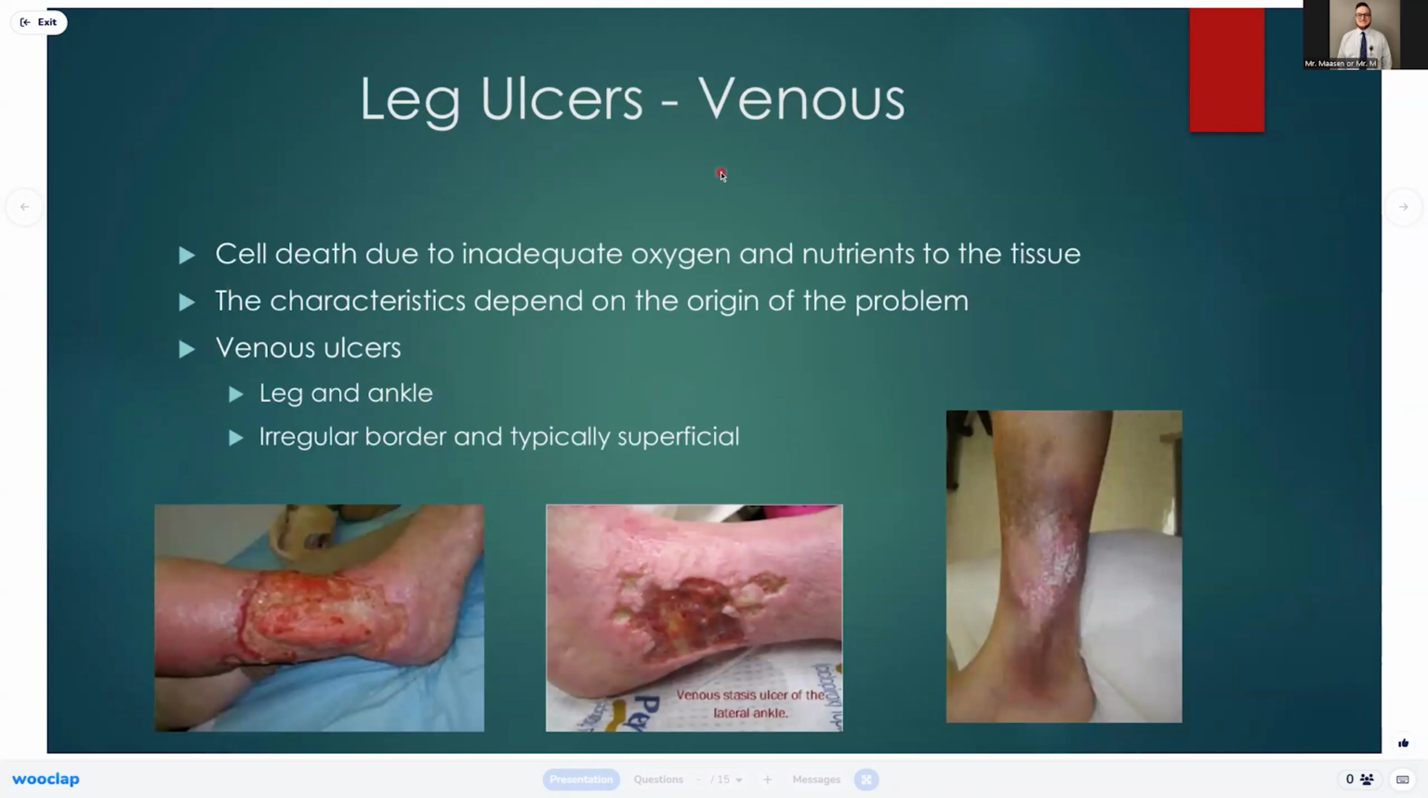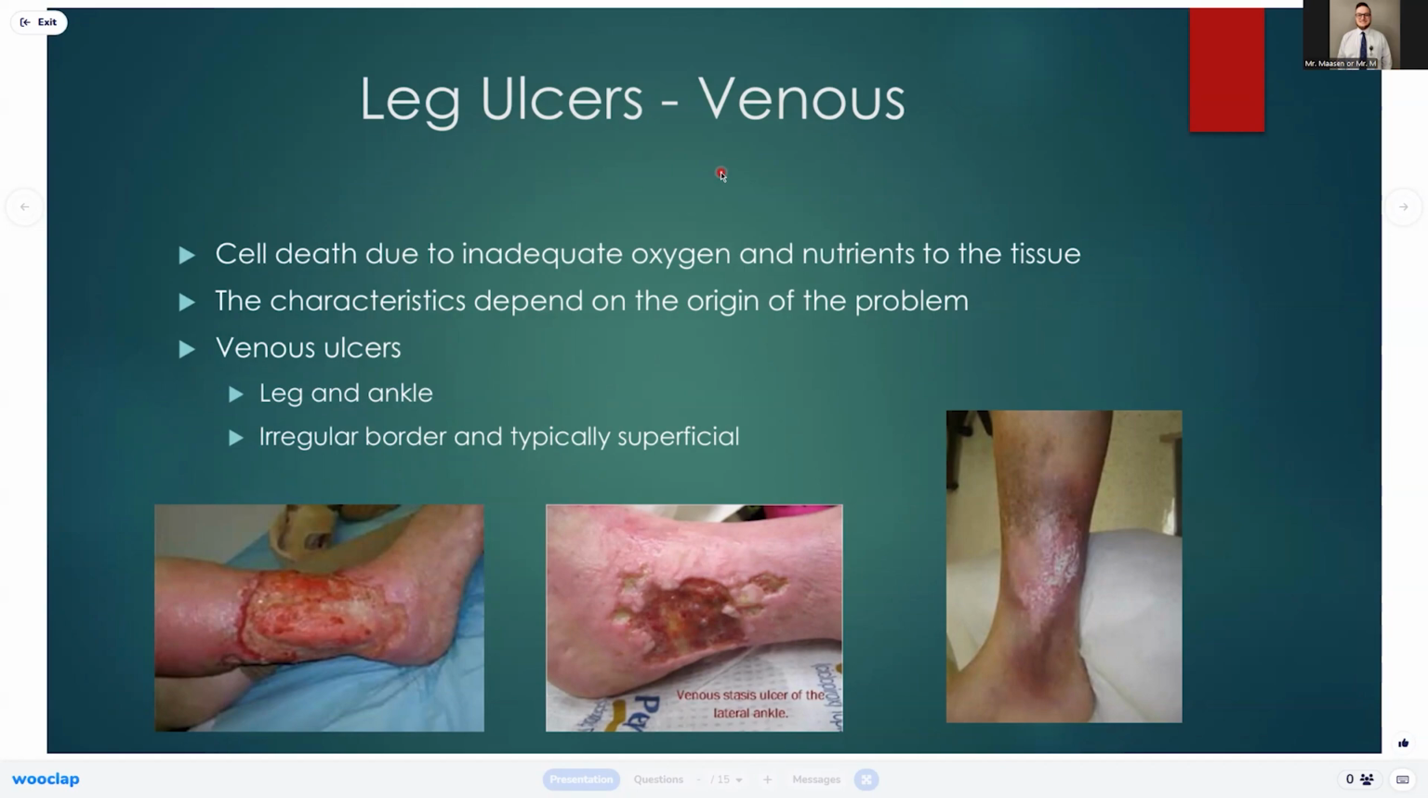So one thing to know is there are different types of ulcers, so skin breakdown that develops from either venous or arterial blood flow issues. And so you want to highlight these. Leg ulcers can develop basically from cell death due to inadequate oxygen and nutrients to the tissue. But the characteristics depend on if we're talking about venous or arterial. There are some differences, and this is neat to know. You want to know the difference to be able to tell if something's venous related or arterial related.